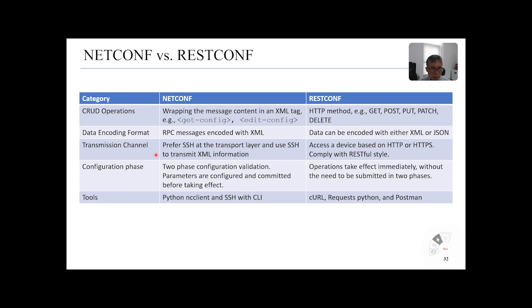For the transmission channel, NETCONF uses SSH, secure shell, as the transport layer. On the other hand, RESTCONF uses HTTP or HTTPS, complying with the RESTful style. For commit, usually in NETCONF, two-phase commit is used. However, in RESTCONF, operations take effect immediately without the need to be submitted in two phases. For tools, NETCONF uses Python, ncclient, and RESTCONF uses cURL.